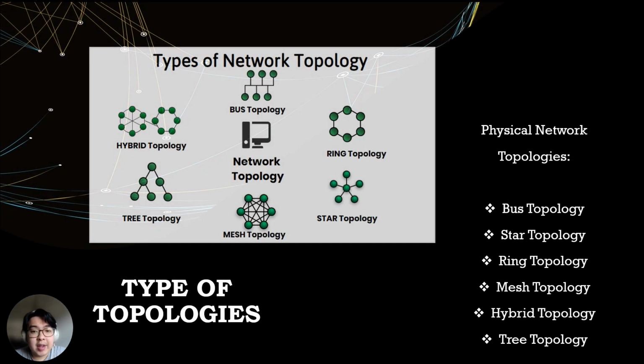Take a look at the types of network topology. The commonly used ones would be bus topology, star topology, ring, mesh, hybrid, and tree. In the next section, I will explain each of the topologies, including their advantages and disadvantages.